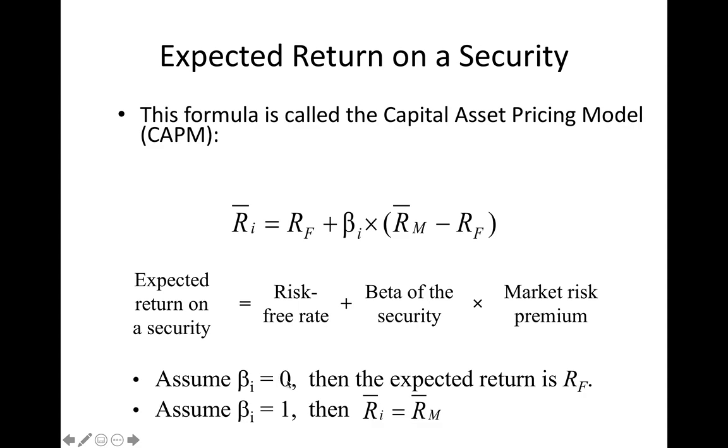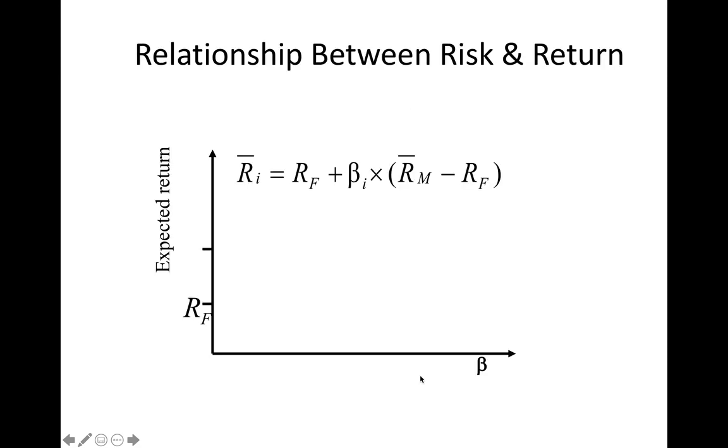If beta happens to be 0, this product disappears. It means that your expected return on that security is just the risk-free rate. If it happens to be 1, then you're going to get your market risk premium, which we add on to this, which gives you the RM that we computed earlier. Now, when you put that on a graph, what you see is that at beta of 0, we have the risk-free rate. As beta increases, the expected return also increases.